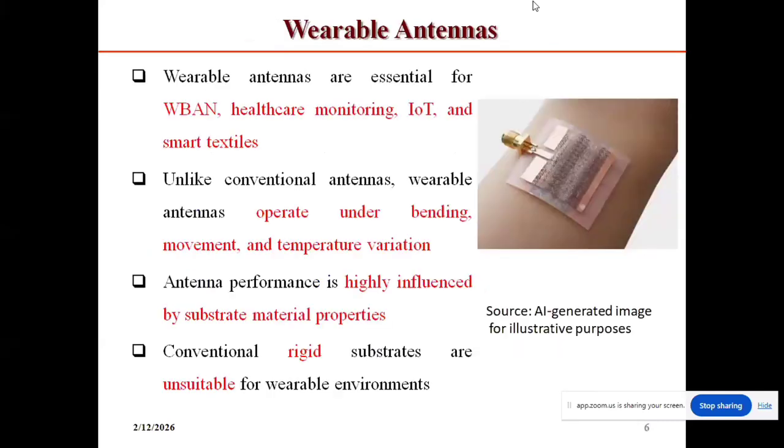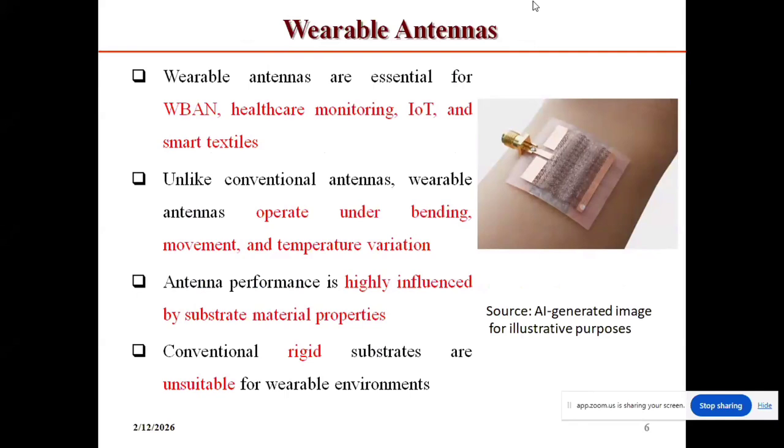Regarding wearable antennas, they are essential for most body-worn applications, such as W-band healthcare monitoring and smart tech. So these antennas are being preferred. Unlike conventional rigid antennas, these antennas can be used even under bending. And even with movement and different temperature variations, this antenna can be operated.